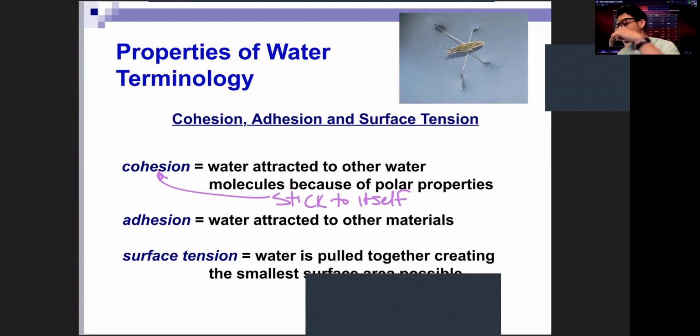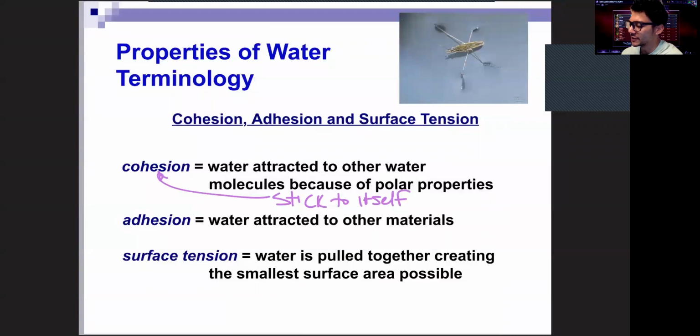Adhesion, water is attracted to other molecules. It sticks to other things. If you adhere to something, like if you adhere to the classroom procedures and rules, please adhere to the rules, well, that just means that you are sticking to the rules. Okay, so adhesion means sticks to others.